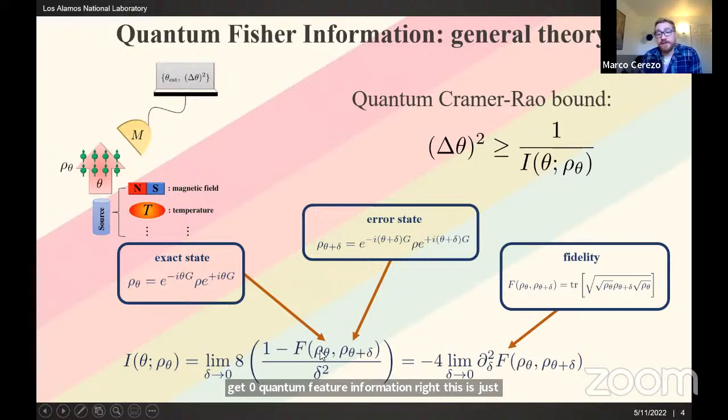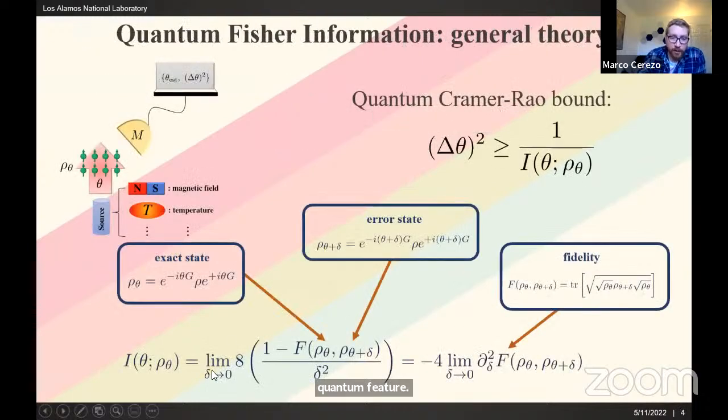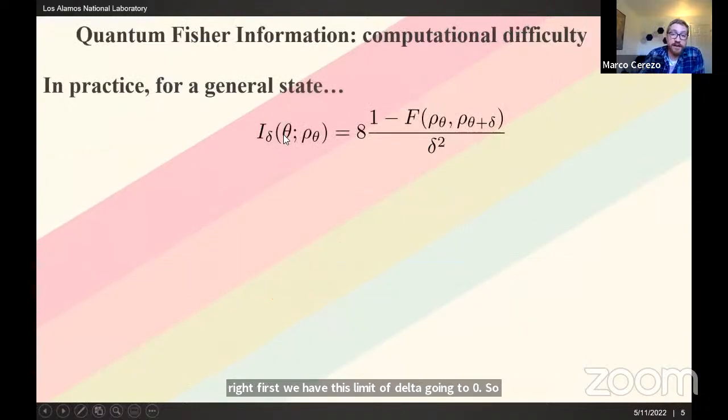So this is the quantity that is going to be the main interest for us, because this is how we quantify how good a quantum state is for being used as a sensor, right? This quantity is called the quantum Fisher information. But of course, the problem with the quantum Fisher information is that there are several technical things, right? First, we had this limit of delta going to 0. So the first thing we're going to say is that we're just going to take a finite delta and look at this finite quantity, right? This is what we can potentially study in an experiment. This small delta is however much we can interact with our quantum state by turning the knob of the interaction with the parameter that we're trying to control.